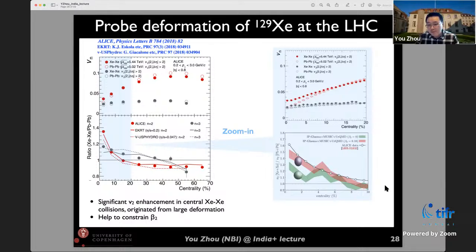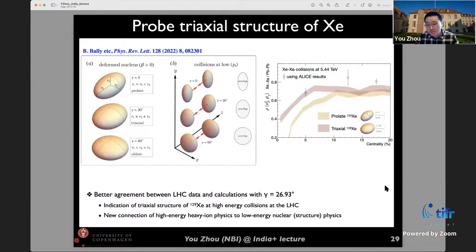And this is the simplest Vn measurement that we can do. And now we also have the measurements of V2 pT correlation. We can even do the ratio between the two. And now let's compare to the model calculation.